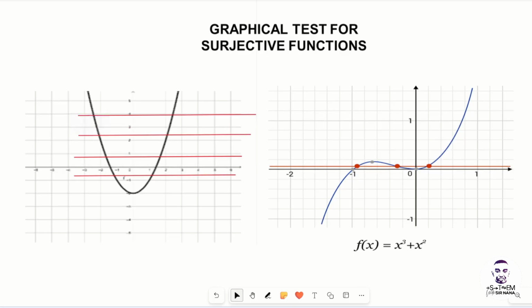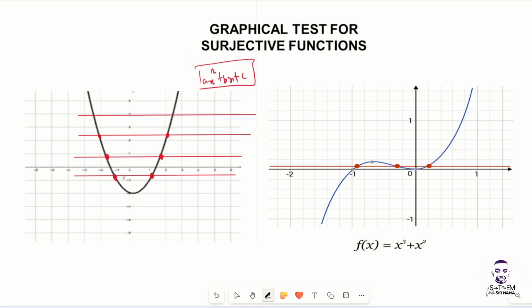Now, you realize that if a function should be surjective, then the horizontal line should touch only one point. With this function, you realize that the horizontal line touches 2 points. Here, it touches 2 points on the curve. Here, it touches 2 points on the curve. This side as well, it touches 2 points. So we see that quadratic functions, functions in the form ax squared plus bx plus c, are not surjective.